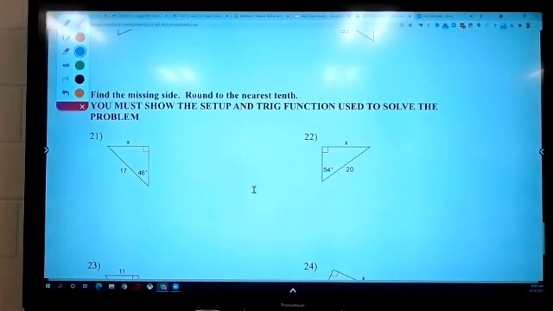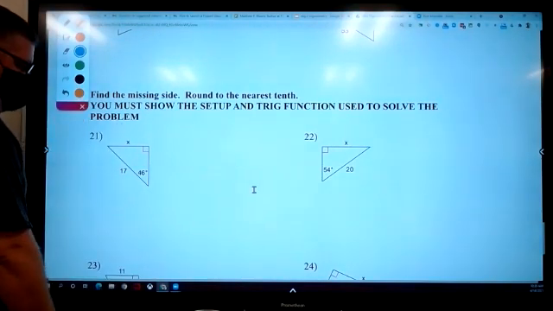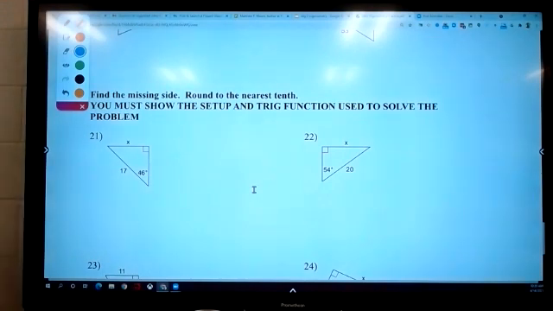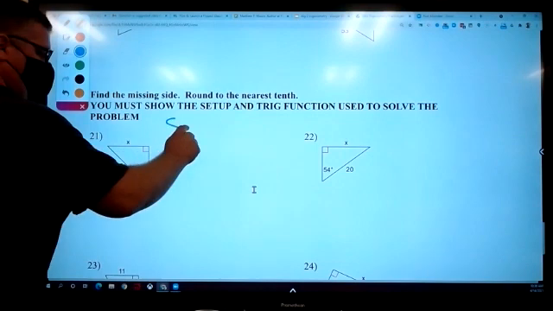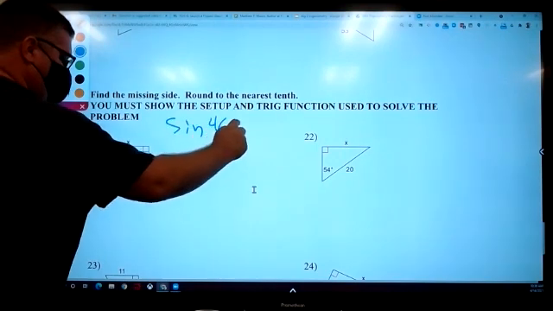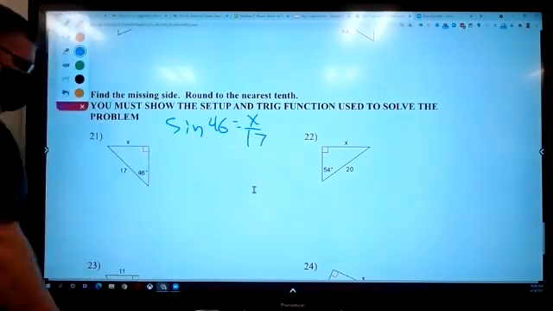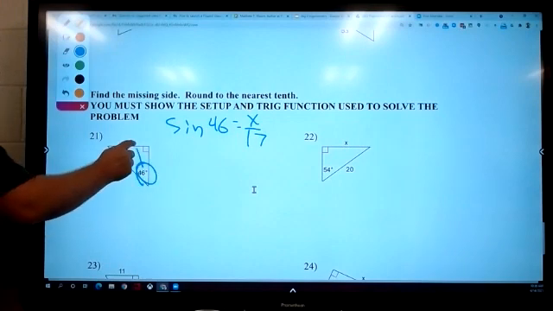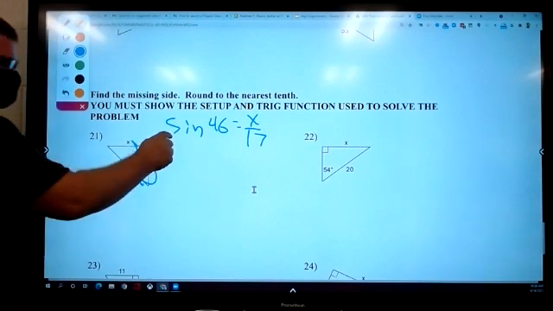Now, how do you do something like this? It's where you have your, okay, this one. No, you need a known side at some point. Sine 46 equals x over 17. Perfect. Because you've got this opposite and hypotenuse, that's totally sine.